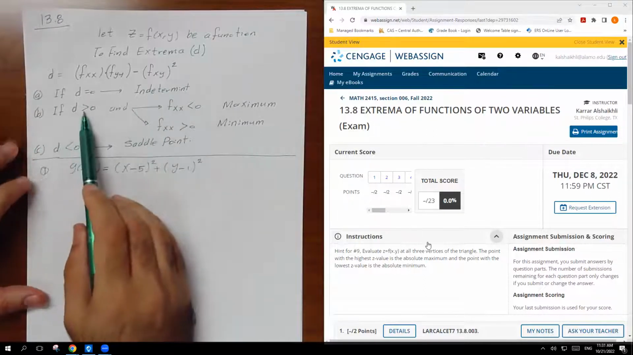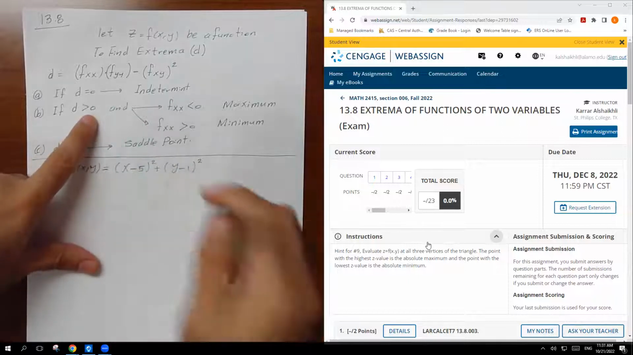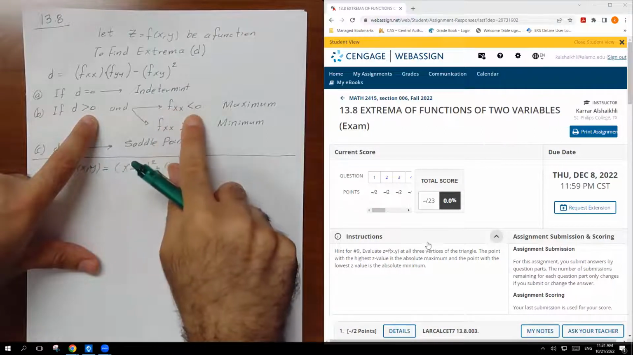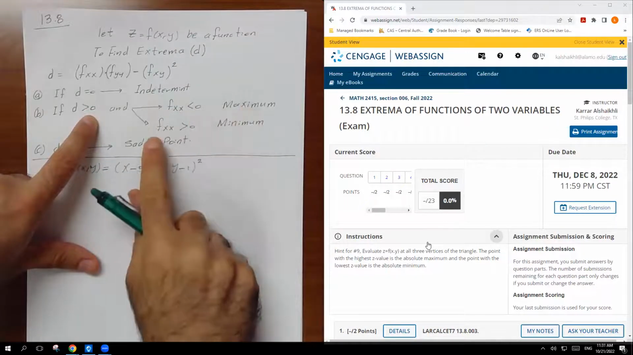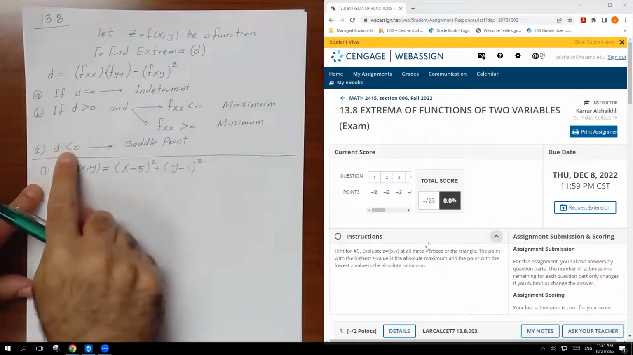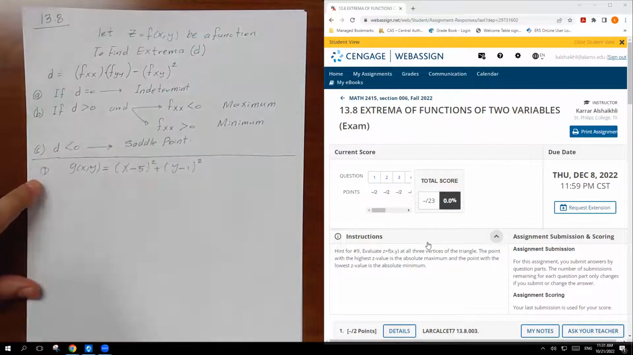If D is greater than 0, now we have two options. We're going to depend on the second derivative of f with respect to x. If it's less than 0, it's going to be a maximum. If it's greater than 0, it's going to be a minimum. If D is less than 0, it's going to be a saddle point.